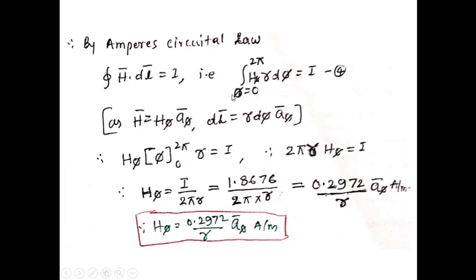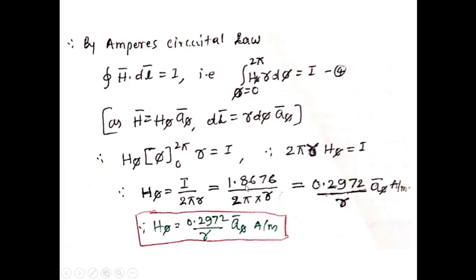By Ampere circuit law, we know that the line integral of H bar dot dl bar is equal to I, that is, phi varying from 0 to 2 pi, and H dot r d phi is equal to I, as H bar is equal to H phi a phi bar and dl bar is equal to r d phi a phi bar. Therefore, we take H phi outside, and the integration of d phi is phi, limit 0 to 2 pi, into R, you get I. Therefore, 2 pi R H phi is equal to I. Therefore, H phi is equal to I divided by 2 pi R.